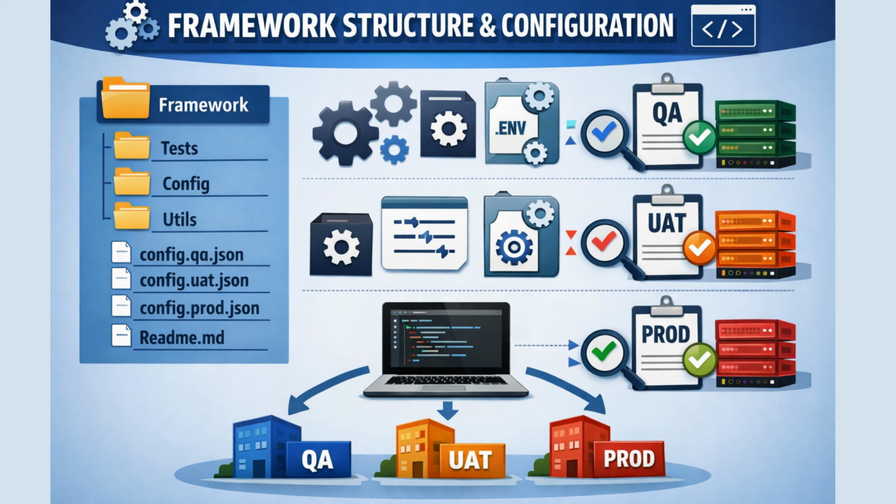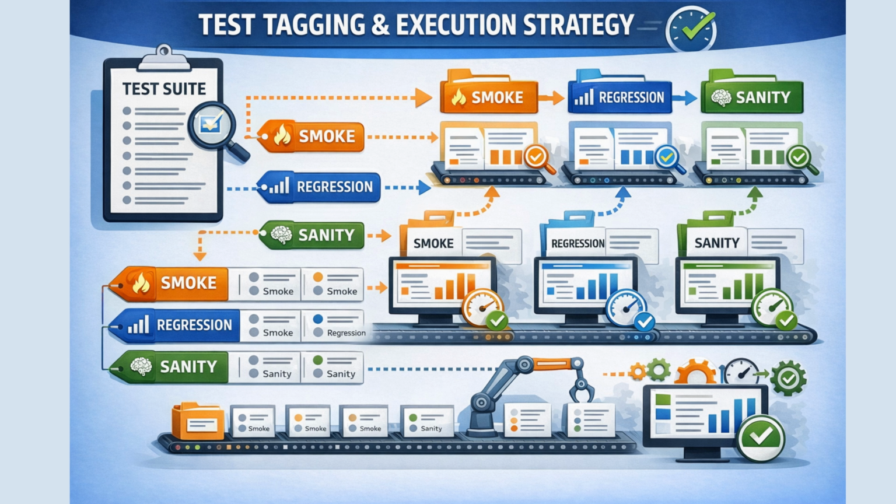And Step 2, test tagging and execution strategy. In real projects, test suites can grow very large. You can't and shouldn't run everything all the time. At this stage, you must know how to tag tests as smoke, regression, or sanity. Execute only what is needed when it is needed. This shows you think about speed, efficiency, and stability, not just writing automation code.